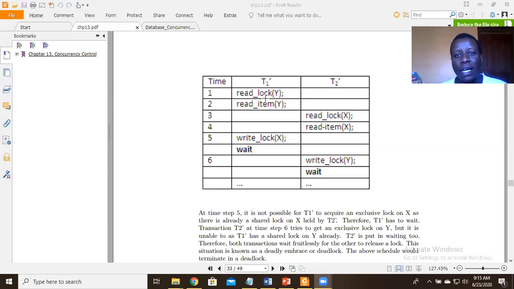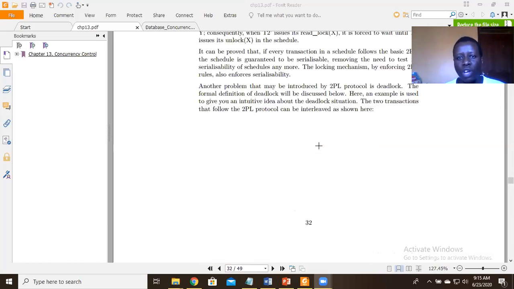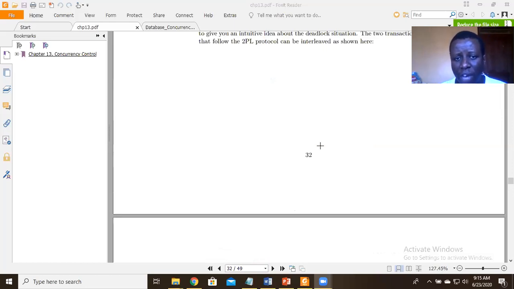Because here, you're trying to write an item which you have not locked. The same with T1, which is trying to write item X which is not locked, while T2 is trying to write item Y which is not locked. So that is what we call serializability, serializable schedules in everything that we have.